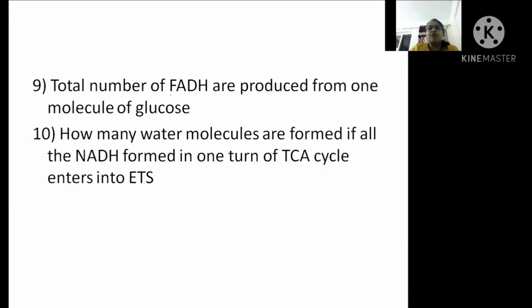Now, total number of FADH2 which are produced from one molecule of glucose. So see carefully, one molecule of glucose will make 2 pyruvic acid. 2 pyruvic acid means 2 link reactions and 2 citric acid cycles. If 2 citric acid cycles, it means there will be 2 FADH2, because you know one citric acid cycle will make only one FADH2.